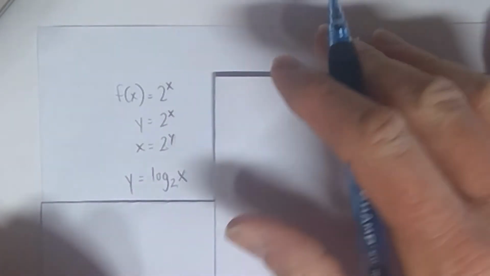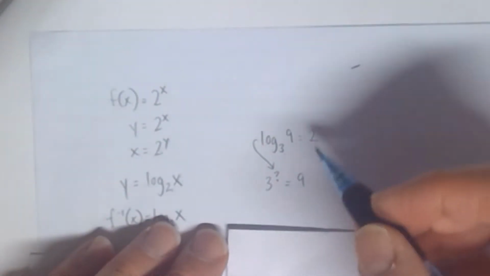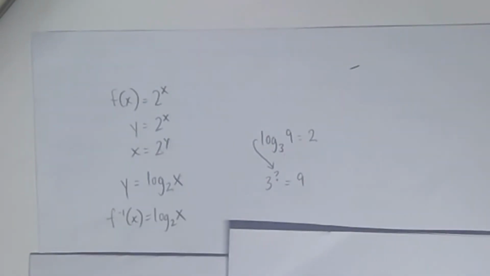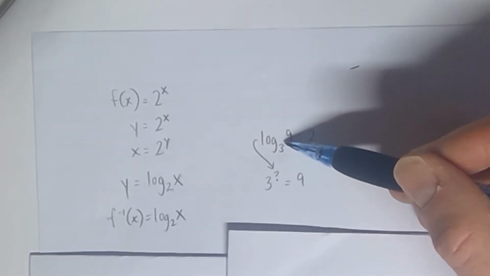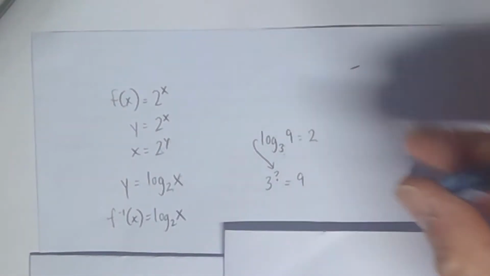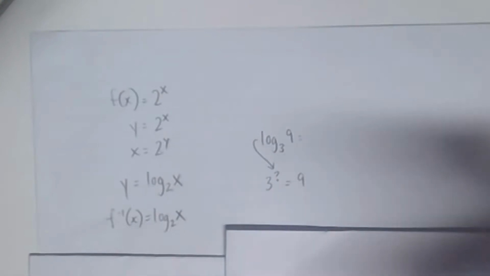For example, let's take a look at this example right here. Notice that 3 is the base, because that's the thing that goes underneath the g, and then this is the answer that you get. So what they're asking here, let's pretend we don't know that the answer is 2 yet. Let me erase that. How do you know the answer is 2?